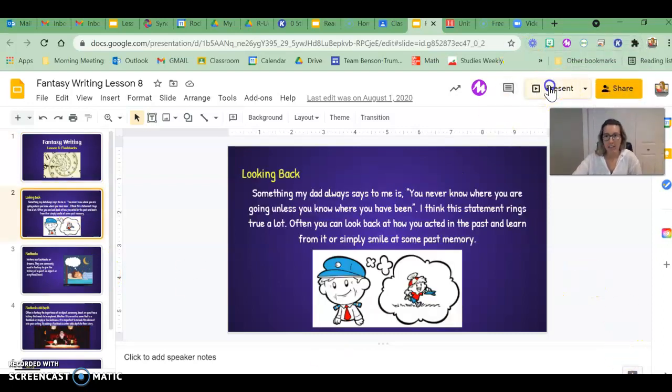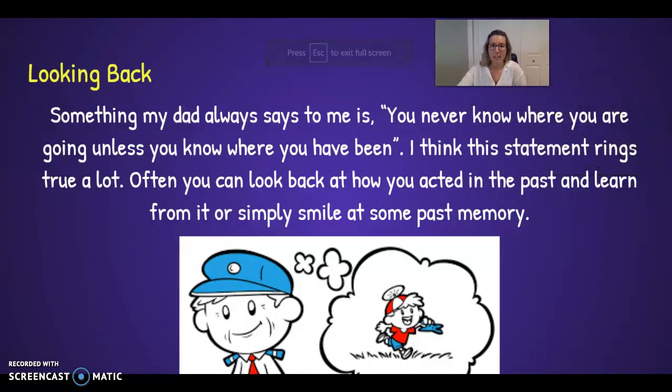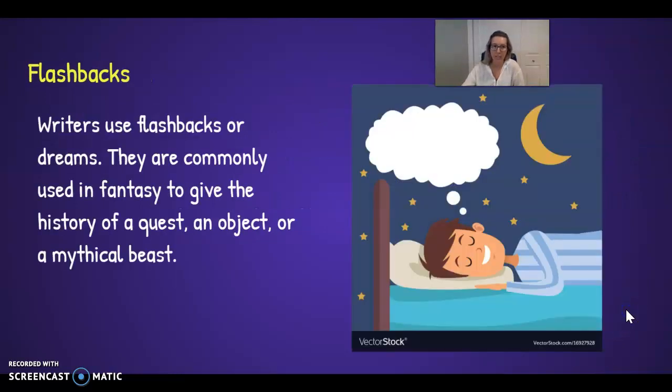Looking back, here is a personal connection. Something my dad always says to me is, you never know where you're going unless you know where you have been. I think this statement rings true a lot. Often you can look back at how you acted in the past and learn from it, or simply smile at some past memory. So looking back at the past helps us to understand where we are now and also where we're going in the future. So this can be a useful tool to use in our writing.